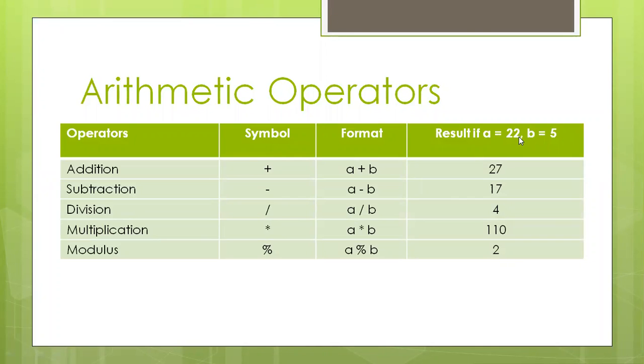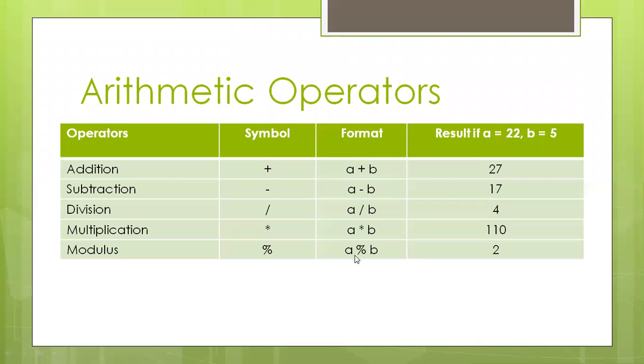So 22 divided by 5: 5 fours are 20, so 4 is what it gives you. After that, the decimal part will not be calculated in the division operator if the numbers are integers. Understood? Now, a multiplied by b: obviously, multiplication will be performed.